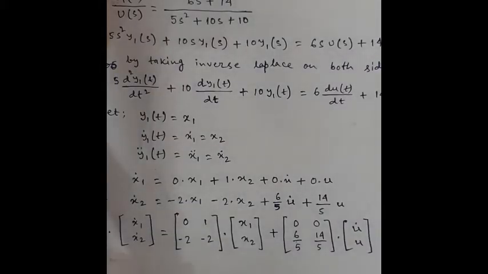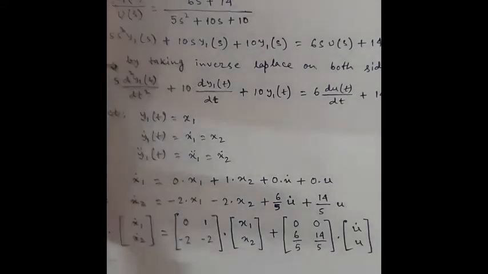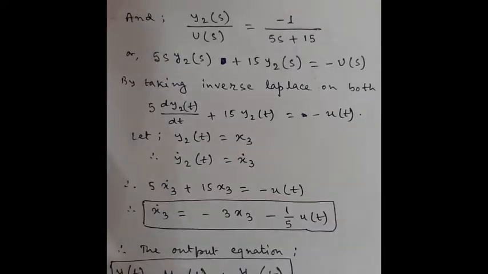So the final equation is x dot is equal to Ax plus Bu. So we can say this is the state equation of the following transfer function. So we already got the state equation of the system. Now we have to find out the output equation of the system, which is very essential.